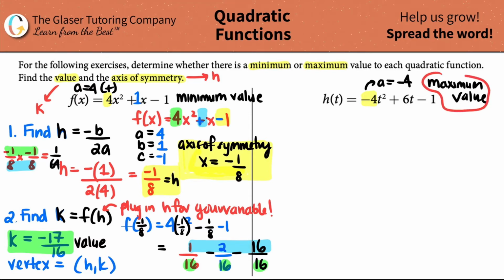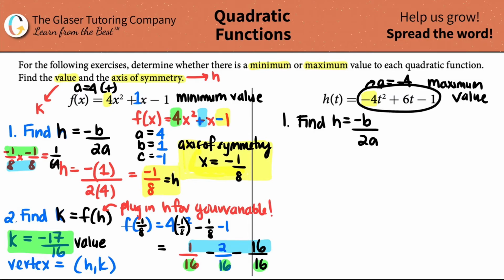Remember that this one was a maximum because my a value is a negative. So it's going to be frowning, but we just don't know where. So let's find h and k. The first thing we're going to do is find that h, right? And h always equals negative b over 2a. So let's just list out what the a, b, and c are here. Good practice. We said before that a was a negative 4. I have a positive 6 here and a negative 1. So my b value would be a 6 and my c is a negative 1.